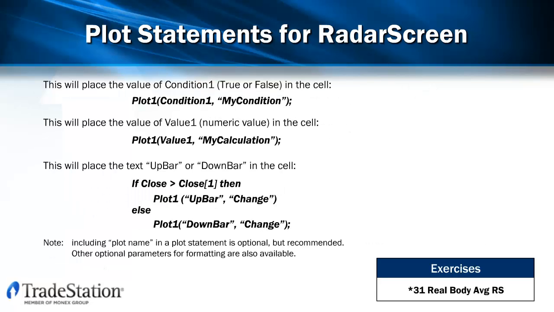So here you can see we can plot a true-false condition. Condition 1 would be true-false, and that'll plot a true or false within the cell in radar screen. Obviously, you can plot numeric values. We've been using numeric values in all of the charting examples we've been using. Or you can use a plot statement to output a message like up bar or down bar based on a condition.